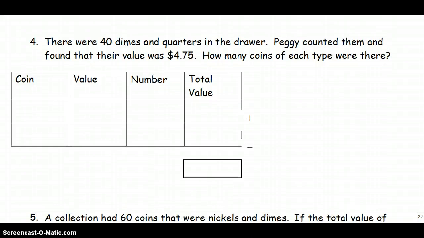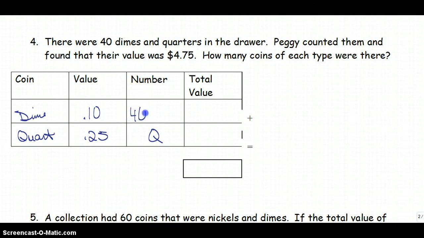Number 4, we have 40 dimes and quarters in a drawer. So I have dimes and quarters. 0.10, 0.25 for the value. Now this time, let's see, I'm going to say that I have Q quarters. So if I have Q quarters, I'm going to have 40 minus Q. My total coins take out my quarters. That's how many dimes I have.